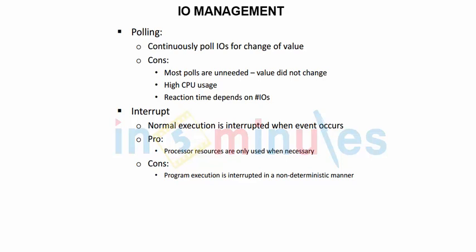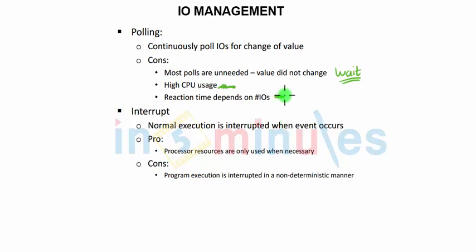Keeping both next to each other, we have certain outcomes. Polling continuously polls the I/O for a change in value. Okay, good things. Bad things about it: most polls are unneeded and the value did not change, so we had to wait and waste our time most of the time. It required very high CPU utilization, and the CPU most of the time waited doing nothing. Reaction time depends on I/O. That means whenever I/O data is available, how fast it can be read and brought to the data in register.